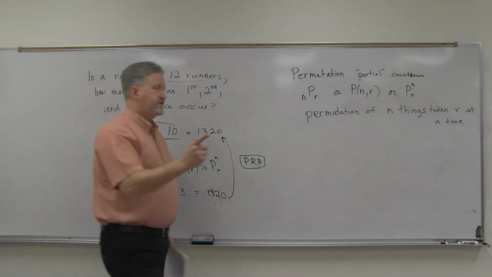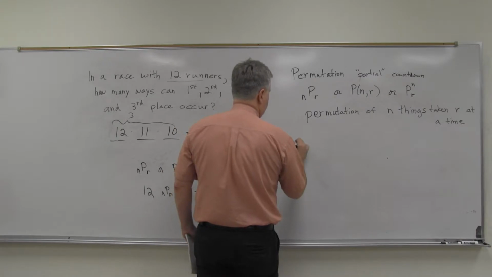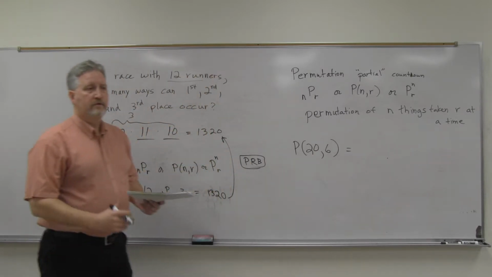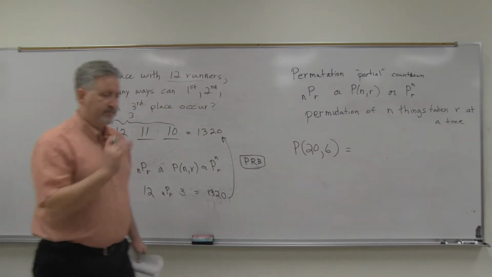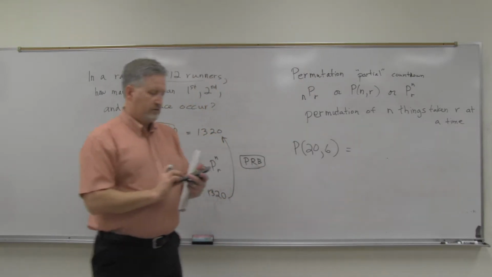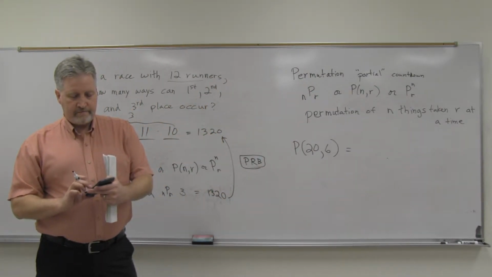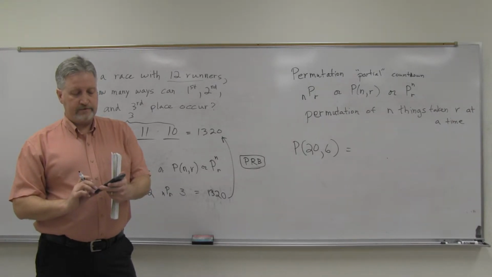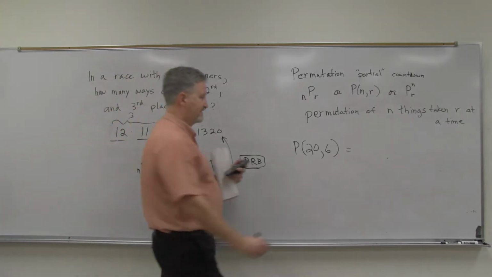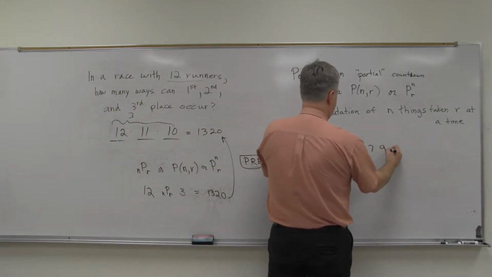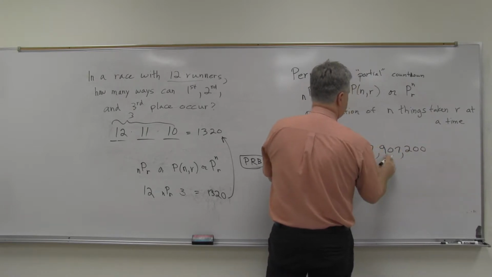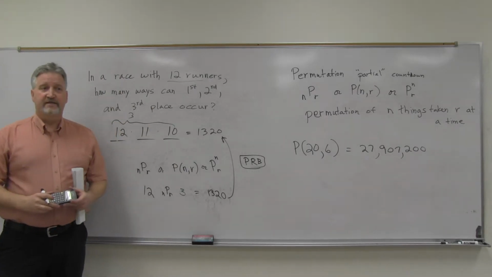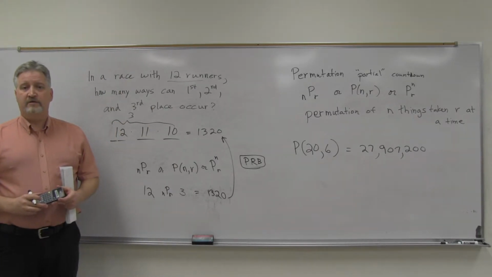Okay, so punch in P(20, 6). See what you get there. The first number is 20, hit the NPR button, then hit the 6, and then hit equals. Ooh, bunch. 27,907,200. That's what I get. Anybody else get that? NPR?